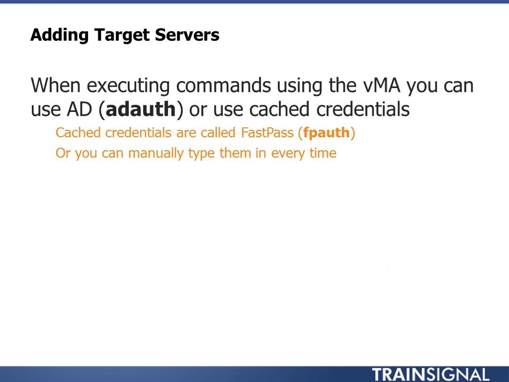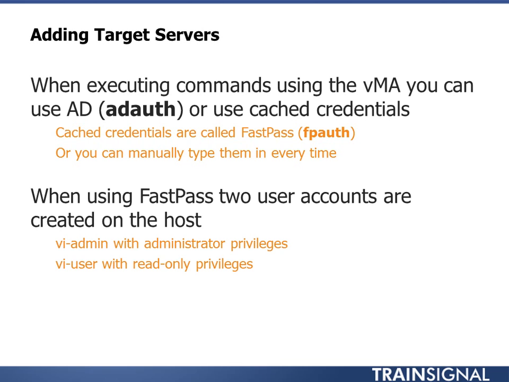So every time you want to run an ESXCLI against a remote host, it's going to say what's the user, root, what's the password, password. All right, here's your results. Now let's do it again. And that's a little bit cumbersome. So normally we would do one of the two. When using FastPass, two user accounts are created on the host. VI admin with admin privileges and VI user with read-only privileges. So depending on what you need to do. And I'll show you those two accounts when it adds them.